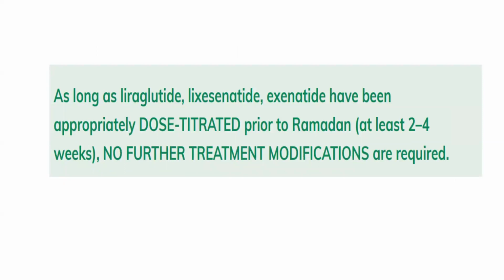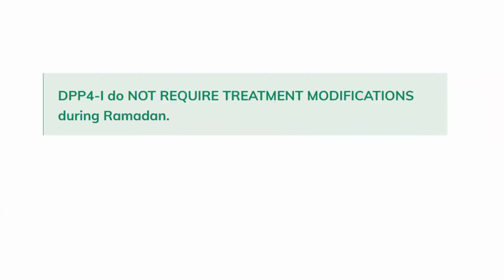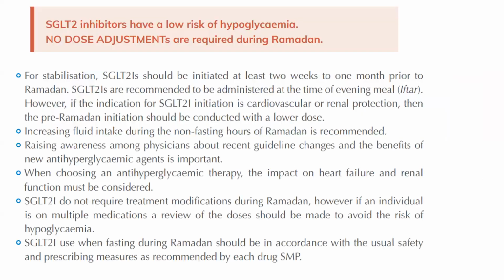As regards GLP-1 agonists like liraglutide, lixisenatide, exenatide, if they have been appropriately dosed prior to Ramadan, at least 2 to 4 weeks, we should always plan it ahead. No further treatment modifications are required. Any GLP-1 analogs we generally prefer to start well ahead of Ramadan, and if the dose has been appropriately adjusted, we can keep the same dose as prior to Ramadan. DPP-4 inhibitors also do not require modification during Ramadan, so no dose adjustment is needed.